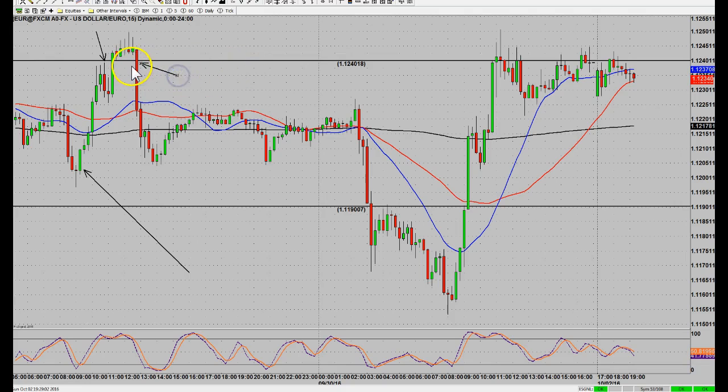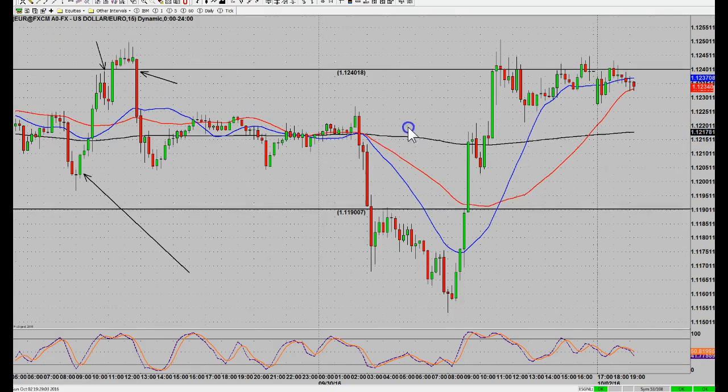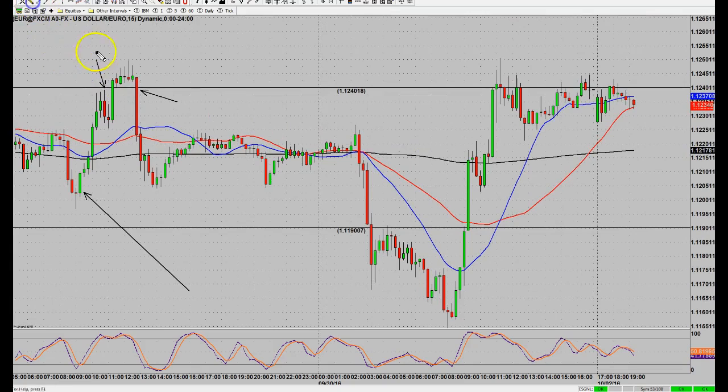That's a good entry. But where do you put your stop? Well, right there. But give it an extra couple of pips. Let's say 112.55 right there. So you enter at 40 and you stop at 50, right? So your risk is 15.